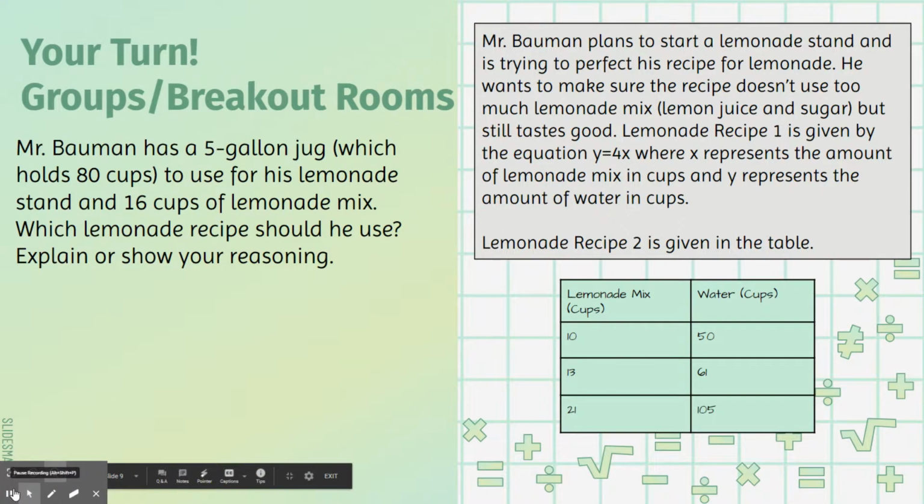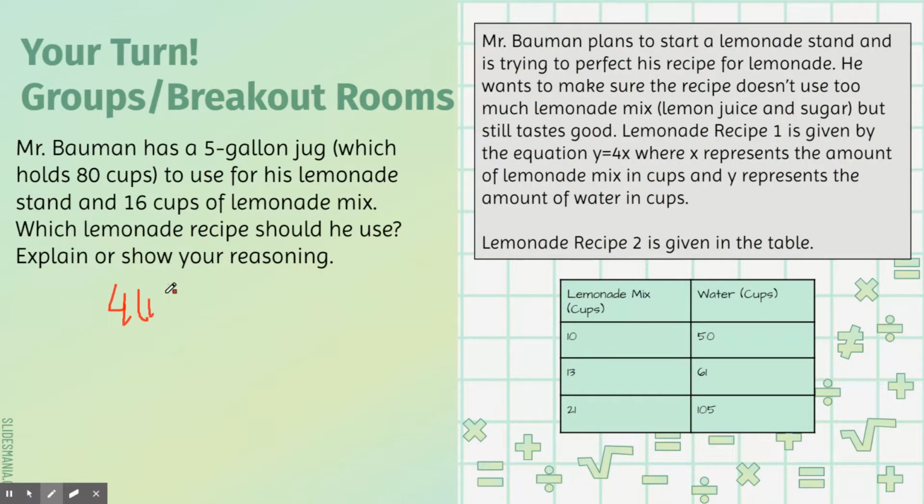Mr. Bauman has a 5-gallon jug which holds 80 cups to use for his lemonade stand mix and 16 cups of lemonade stand mix. Which one should he use? So if we remember, when we plugged in this, it said 4 times 16 gave us 64, right? And then our other one was 5 times 16, which gave us 80. So which recipe should he use?